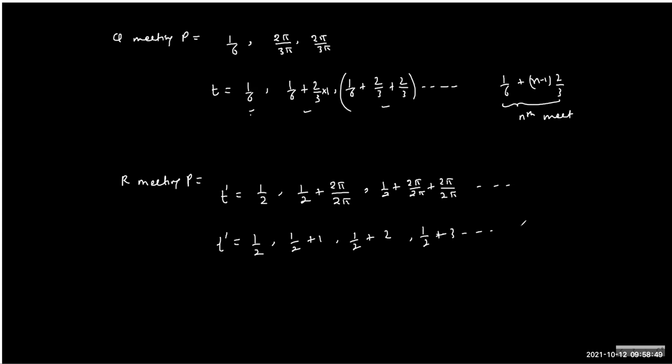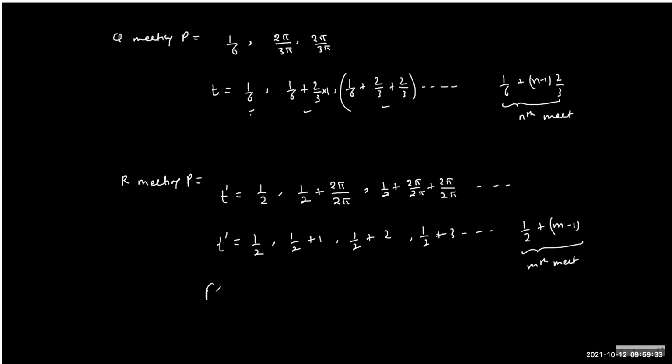Then the nth meet will be what? 1 by 2 plus n minus 1. Let's call it mth meet because we don't know the meet will be the same for both. So we can say 1 by 2 plus m minus 1. Now, if Q and R meet P at the same time, it means all three are together, because P is a fixed point. If Q is meeting P and R is meeting P at the same time, it means P, Q, R are all meeting at the same point.